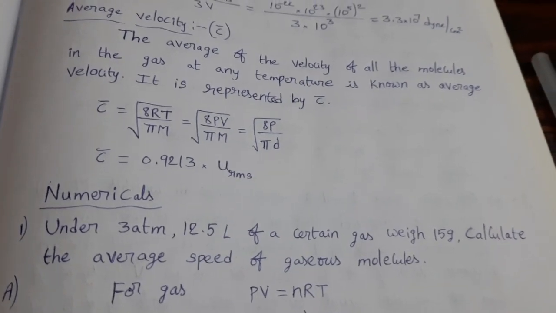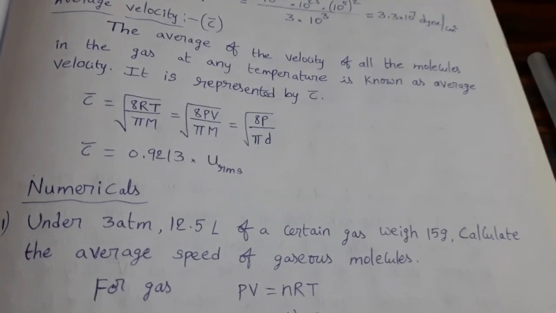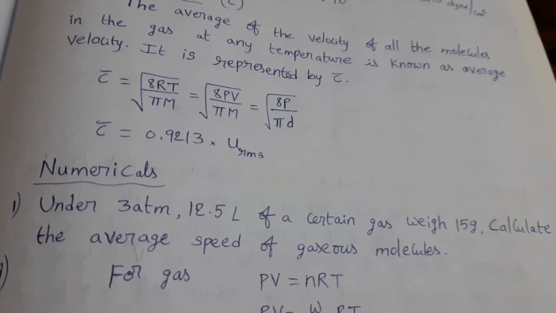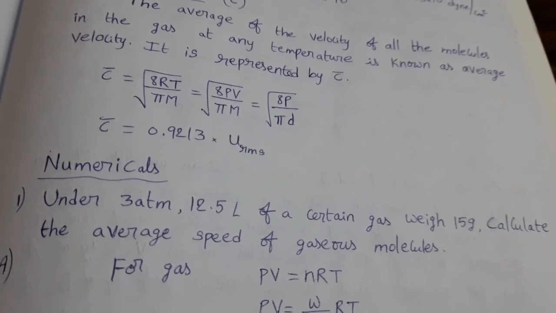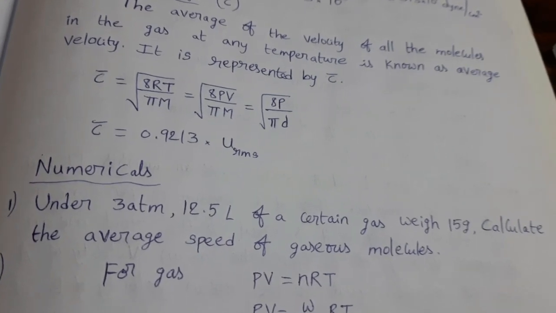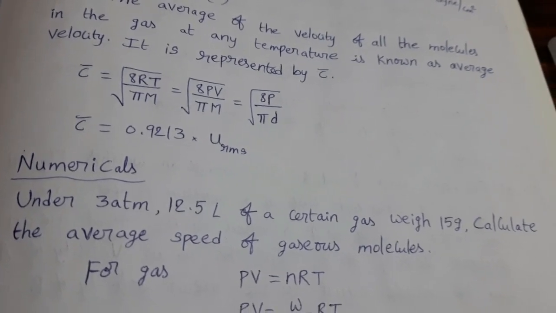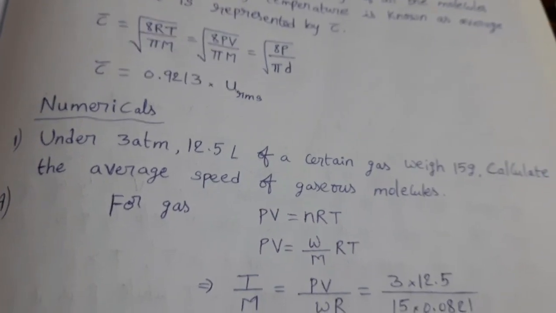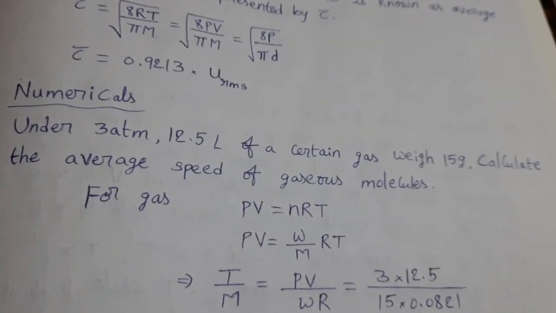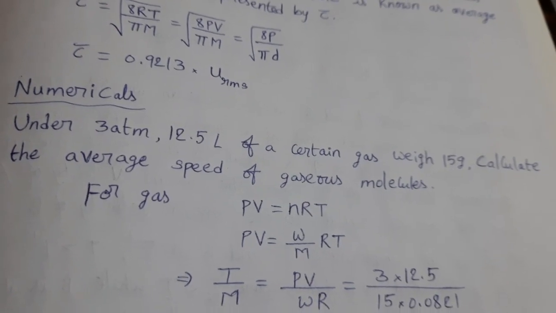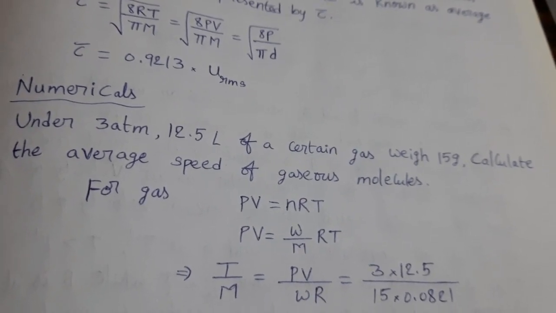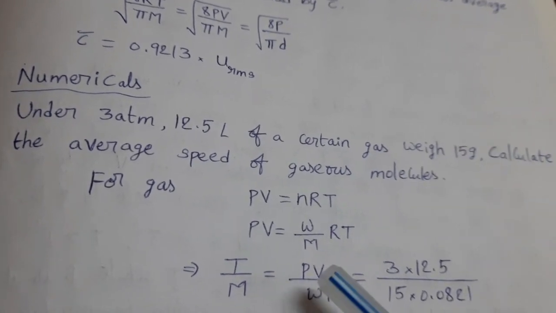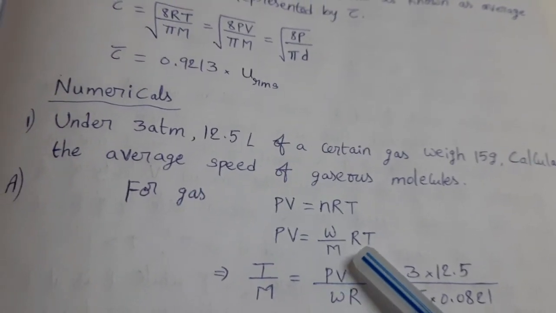Under 3 atmosphere, 12.5 liters of a certain gas weigh 15 grams. Calculate the average speed of gaseous molecules. Pressure, volume, weight of the gas is given. Average speed we should find out. Okay. Say this ideal gas equation, PV equal to nRT. Here n means number of moles, formula weight of the gas by molar mass of the gas. PV equal to W by m into RT.